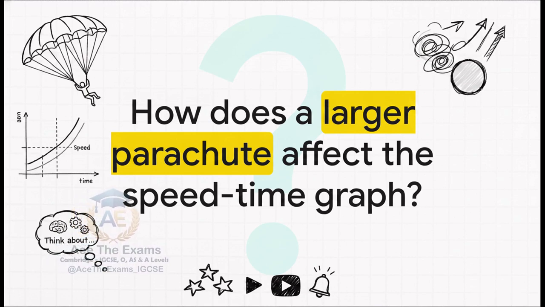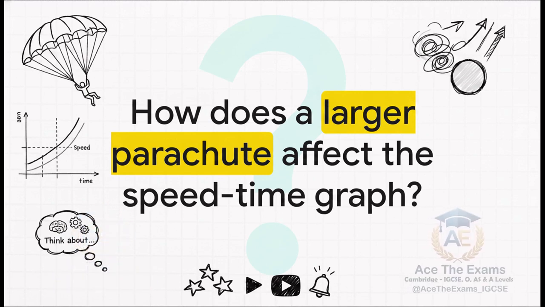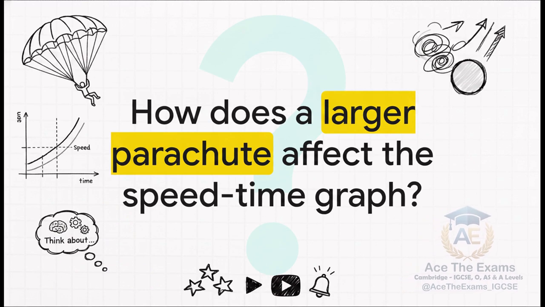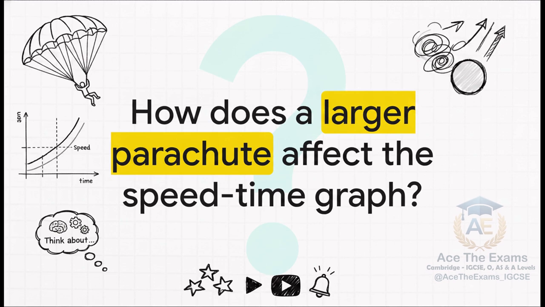To prove you've mastered this, I'm leaving you with a provocative question. If our parachutist jumps again, but this time opens a parachute with a significantly larger surface area, how exactly will this affect her speed-time graph? Think about pressure, air resistance, and deceleration. Sketch that curve right now.